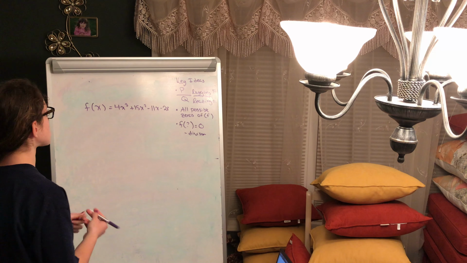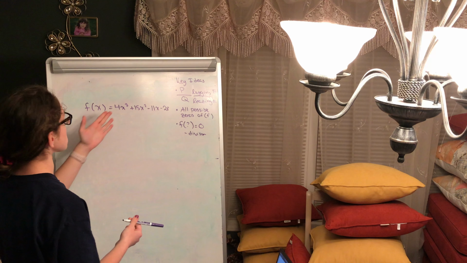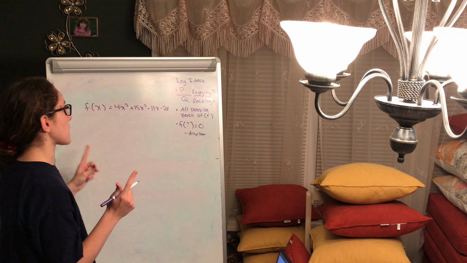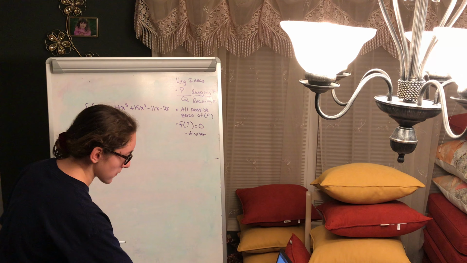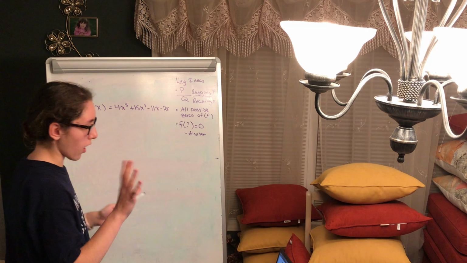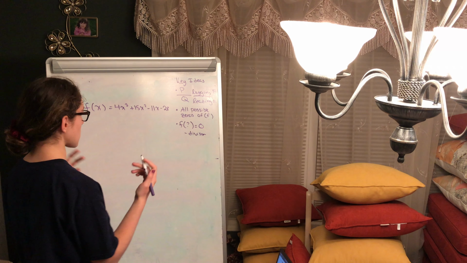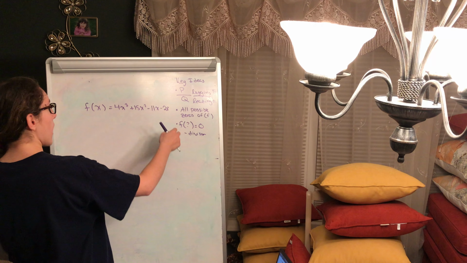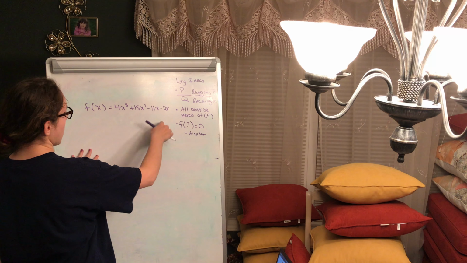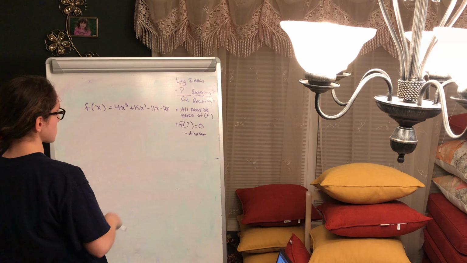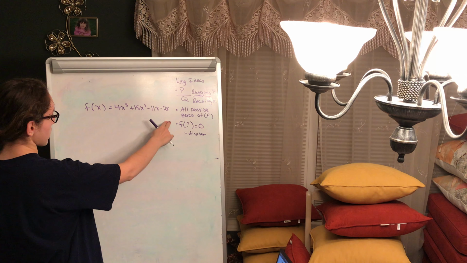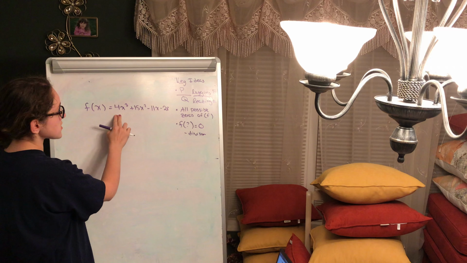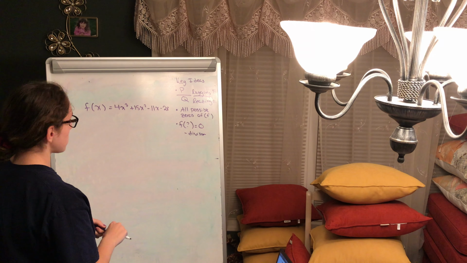Okay, so we're given this equation, f of x equals 4x cubed plus 15x squared minus 11x minus 28. So right off the bat, we're going to list all the possible rational zeros of f. How do we do this? Well, if you look at p over q, we have a lagging coefficient, which is 28, and we have a leading coefficient, which is 4 right over here.